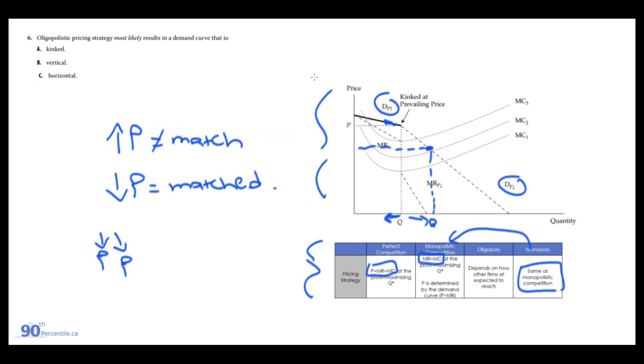So to summarize really quick, the pricing strategy in an oligopoly depends on what their competition does. And because of this dependence, we don't have an officially established demand curve. It kind of kinks like this because we don't know exactly what's going to happen. So due to that, we're going to have a kinked demand curve.